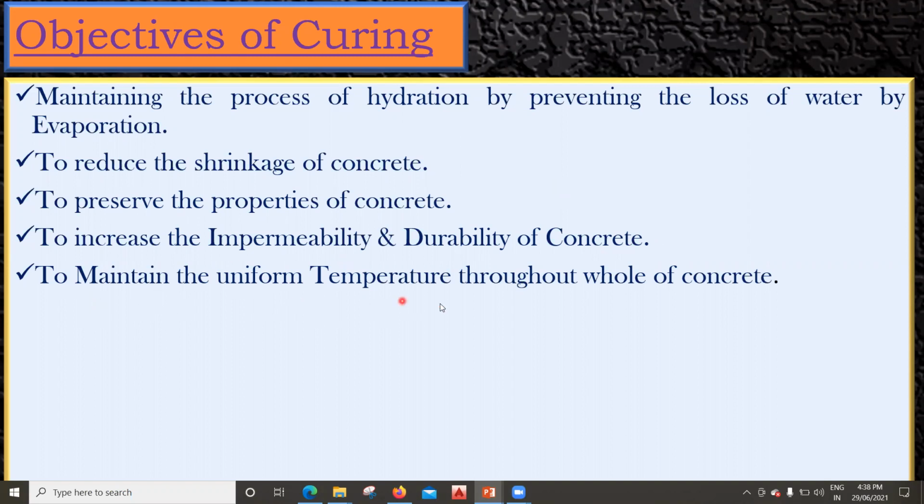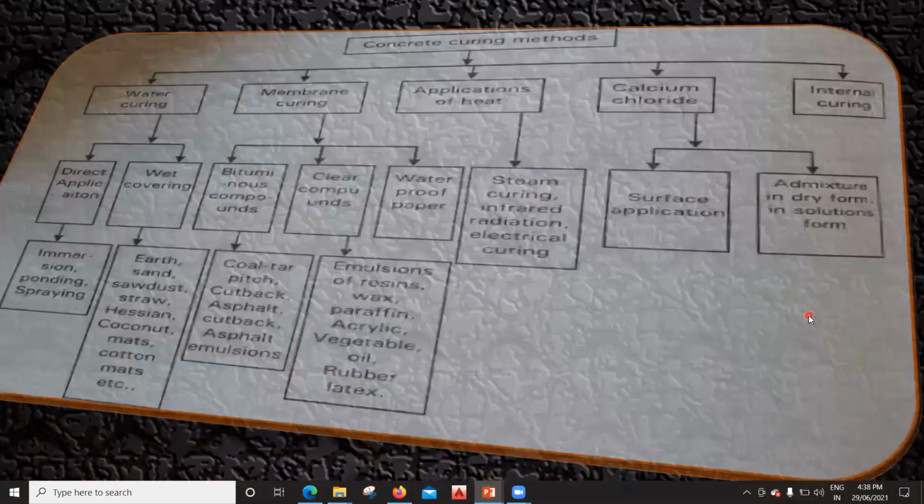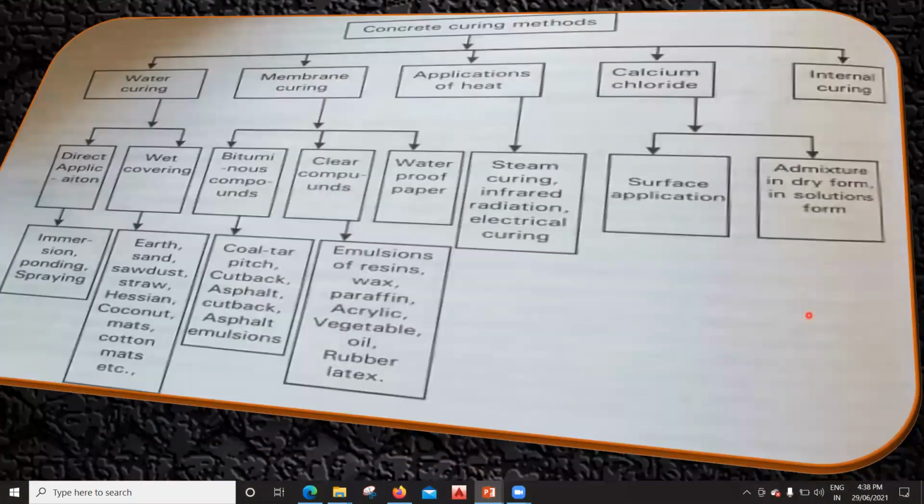And to maintain the uniform temperature throughout the whole of a concrete, we have to do the curing activities. So now we have understood what is curing, why it has to be done and all. There are many ways of doing a curing. It's not that only we are going to use water. There are different ways and different types of doing a curing. We'll try to see that.